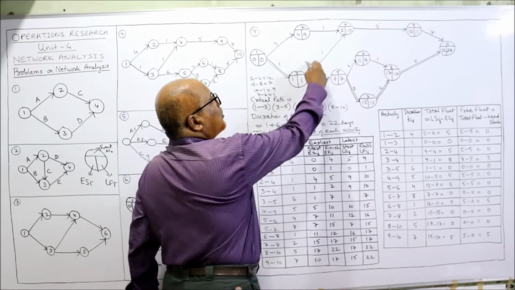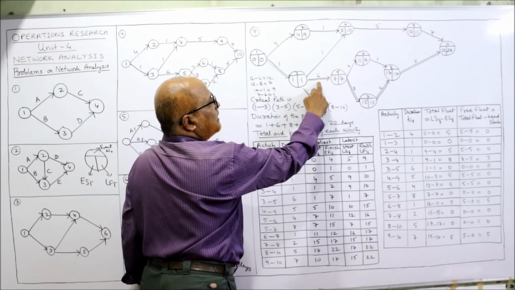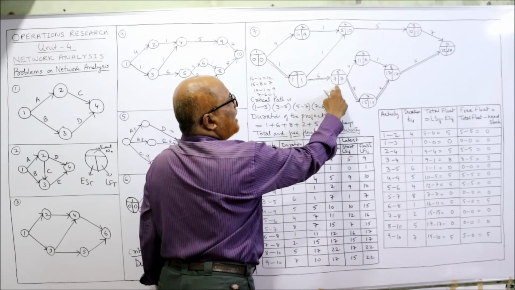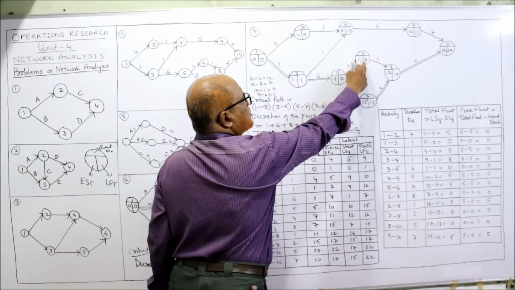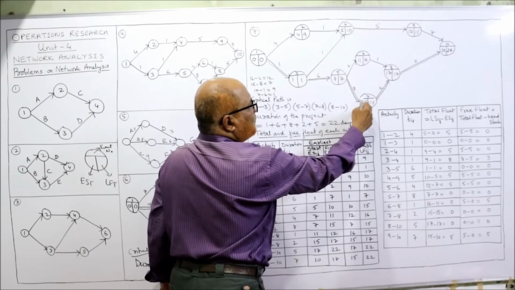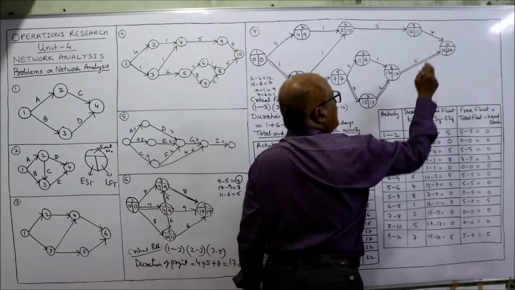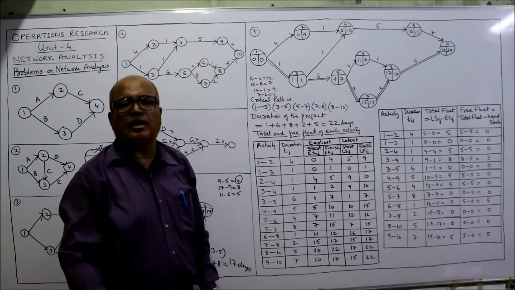Now again we cannot go like this because 5, 10 are different. So here 7, 7. This is the critical path. From 7, 7 again we cannot go to 11, 16 because both are not same. Here 15, 15. So we come down. From this 15, 15 we'll go to 17, 17. Last one will go to 20, 20. This is the critical path.